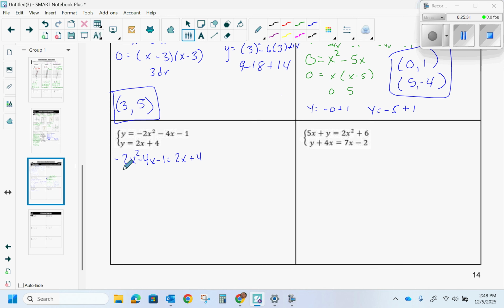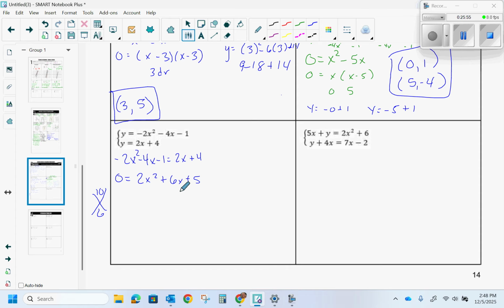I don't like the negative 2x squared, so I'm going to get everything over to the right. So add 2x squared, add 4x, add 1. There is nothing that I can find that multiplies to 10 and adds to 6, okay? This is not factorable. Doesn't mean it's not solvable. It means it's not factorable.